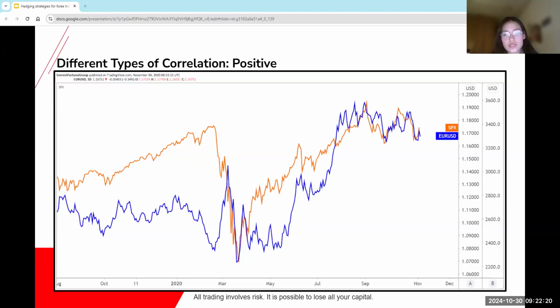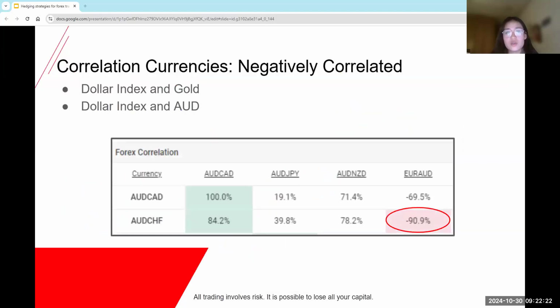Now let's move on to negatively correlated currencies, which tend to be DXY and gold, and DXY and Oz. So with DXY and gold, DXY and euro as well. For DXY and gold, they are negatively correlated quite often or normally, simply because they're both safe haven assets. So if the dollar index drops, we'll typically expect the price of gold to go up. And that's heavily dependent on your fundamental analysis as well.